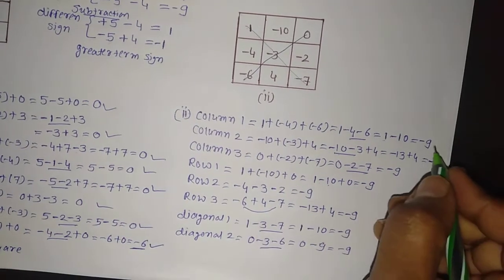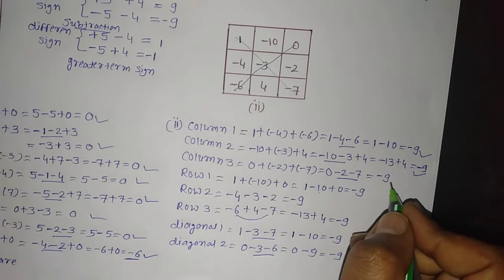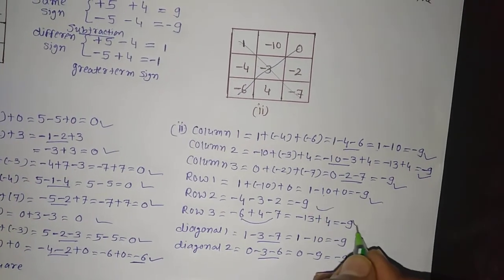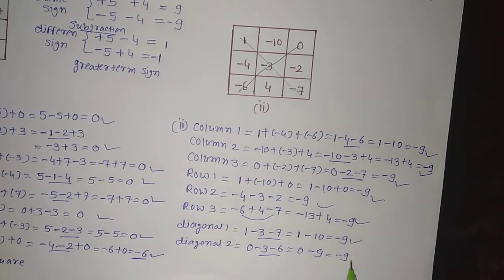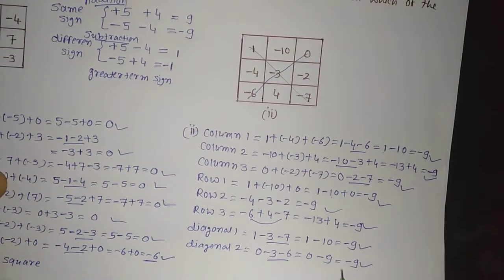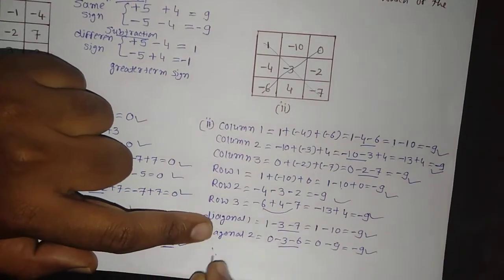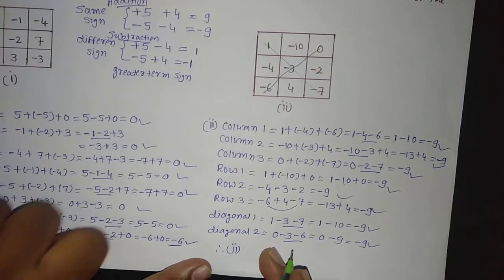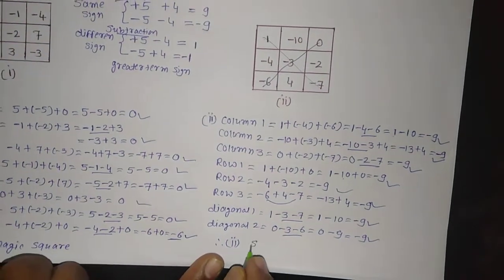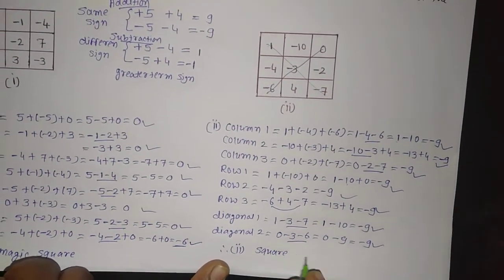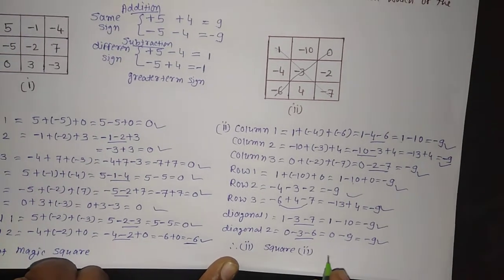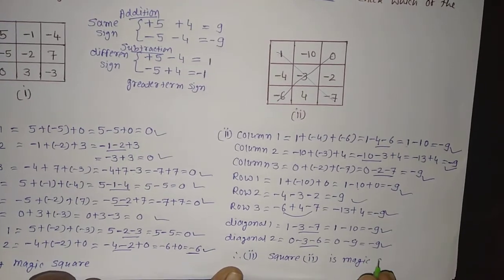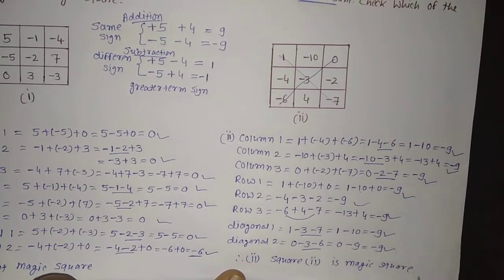So you can see column 1 is minus 9, column 2 addition is minus 9, column 3 minus 9, row 1, row 2, row 3 minus 9, diagonal 1 and diagonal 2 are also minus 9. All are minus 9. Therefore, we can say that this square number 2 is a magic square.